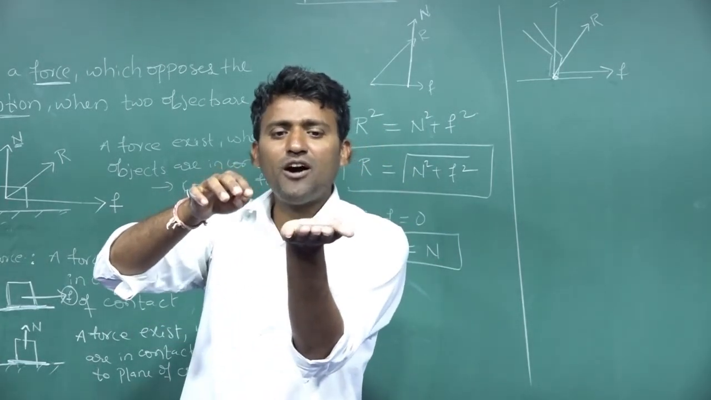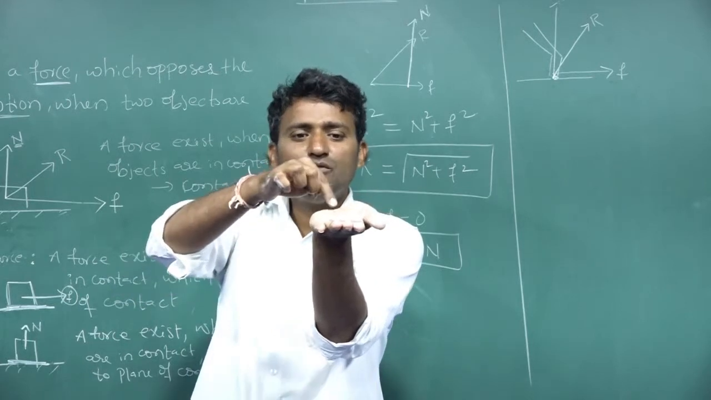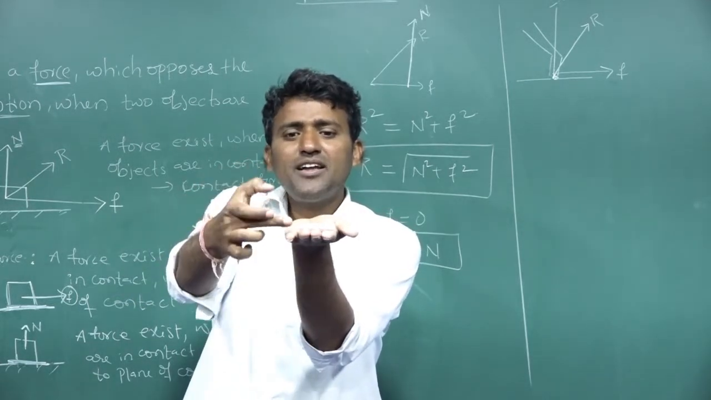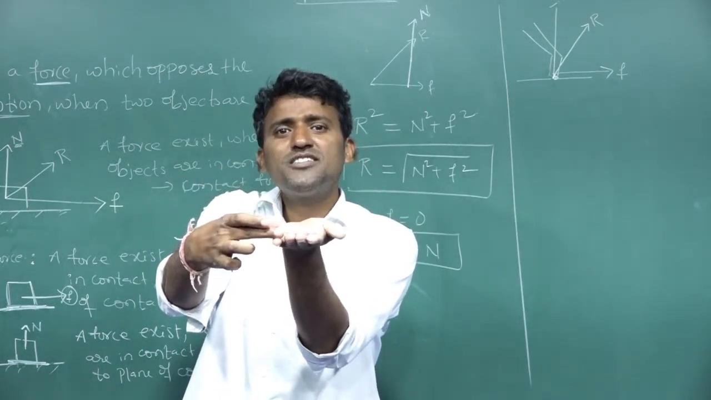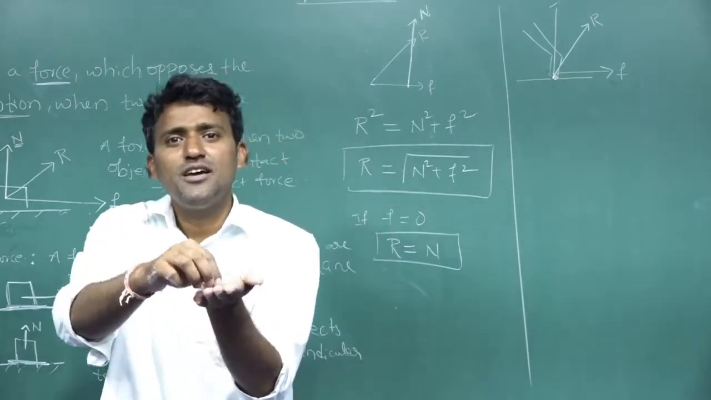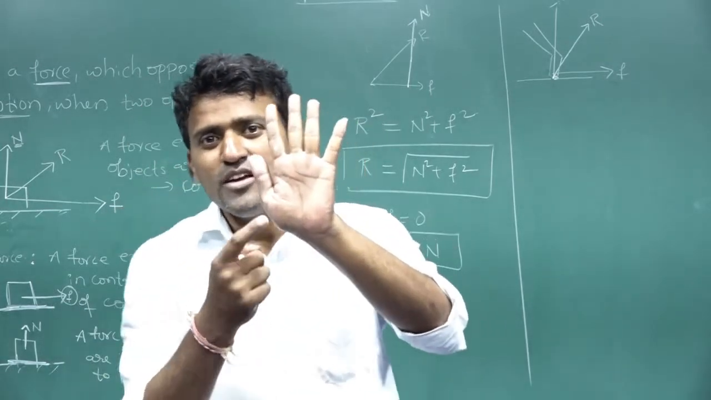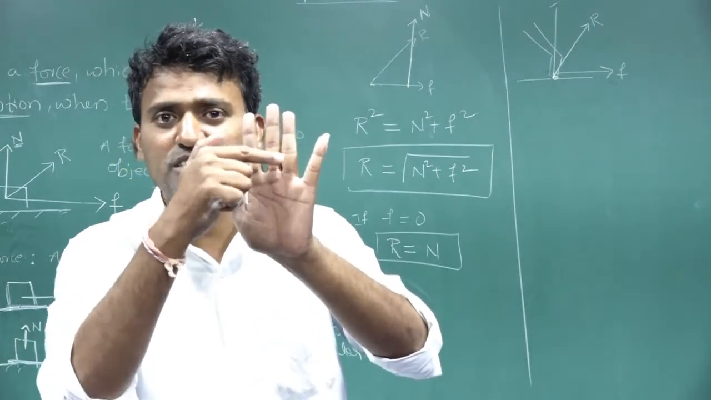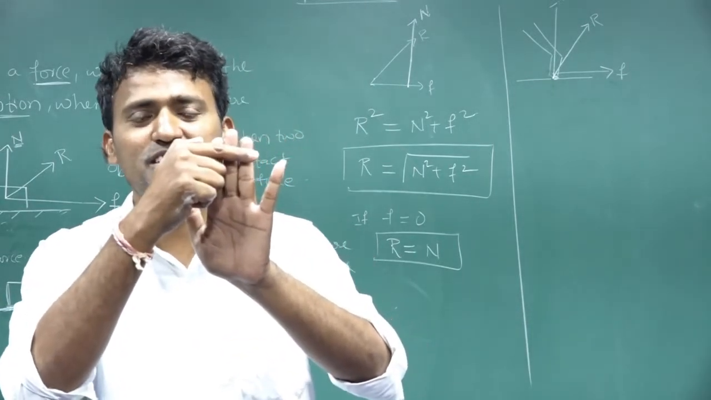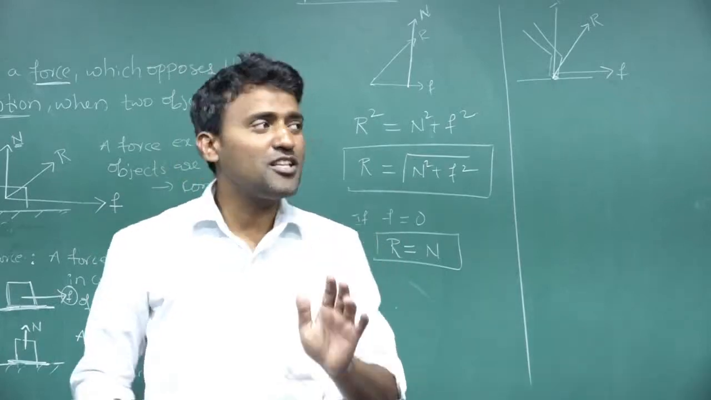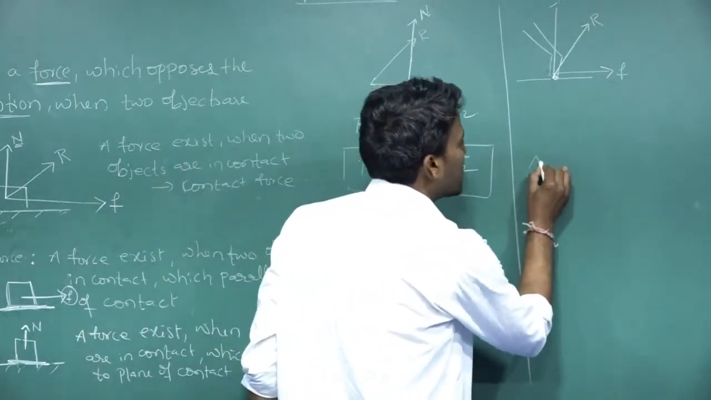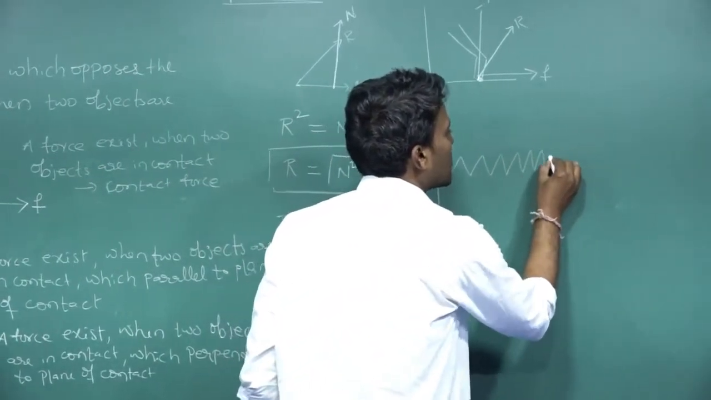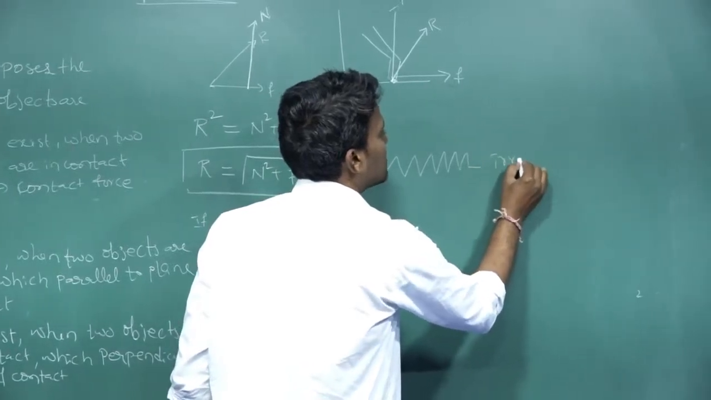While it is rolling, after covering some distance, from here to here it came, and after covering some distance it came to rest. Why? See my fingers, the fingerprints are nothing but ups and downs, isn't it? So we can call these ups and downs irregularities.